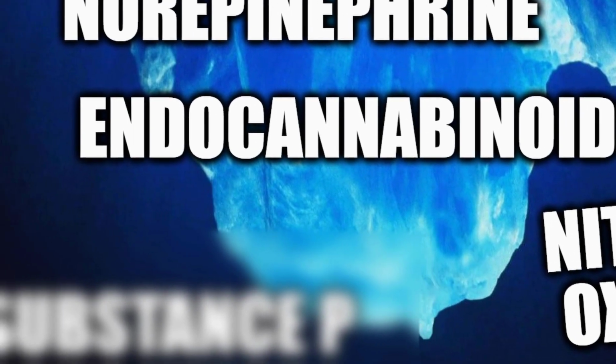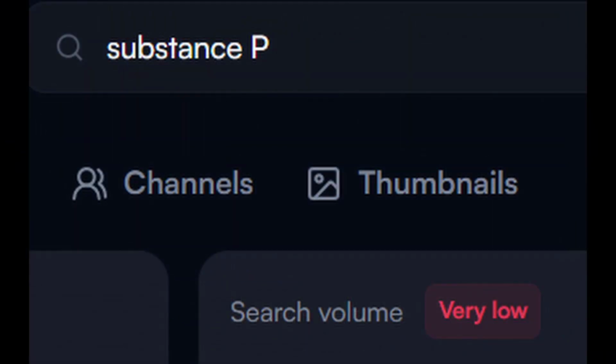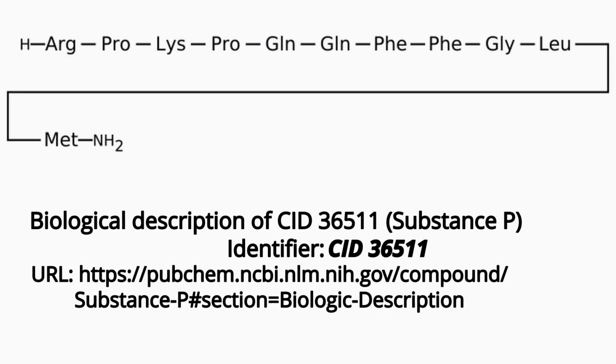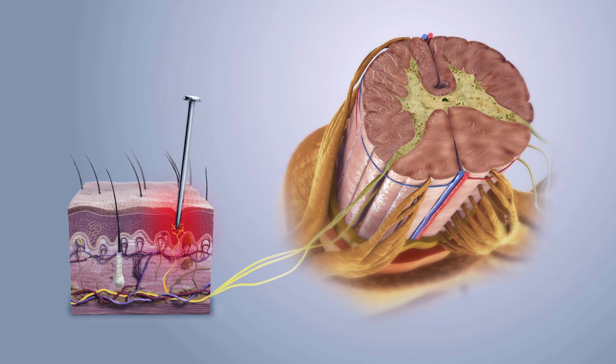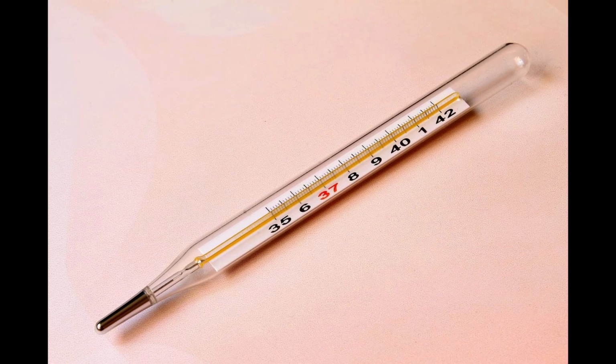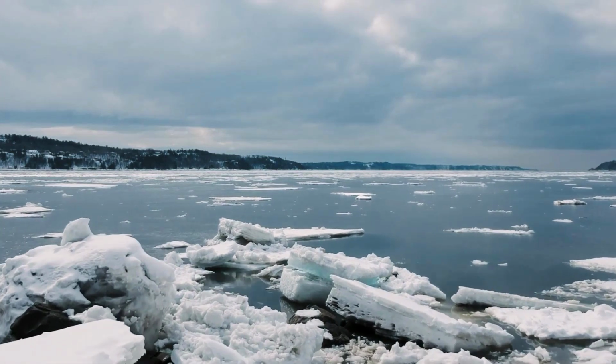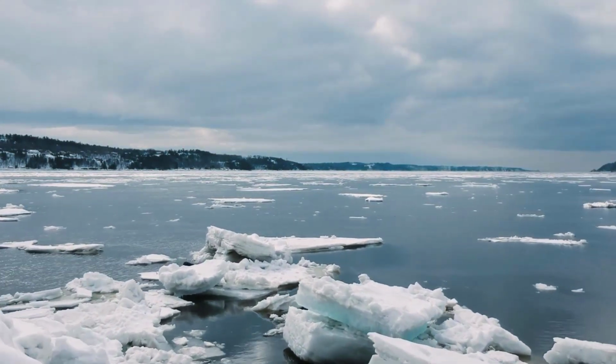Finally, at the bottom of the iceberg, something 99% of you wouldn't search on YouTube, an 11 amino acid peptide called substance P. It has an important role in transmitting information about pain and temperature. Its release is inhibited by opioids, which is the reason why they can suppress pain. And these are some of the most common neurotransmitters.